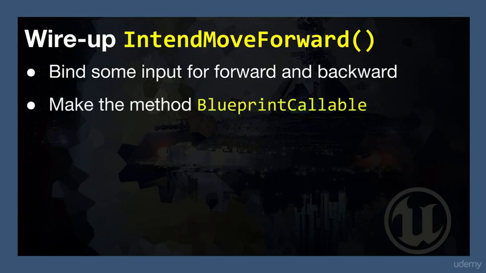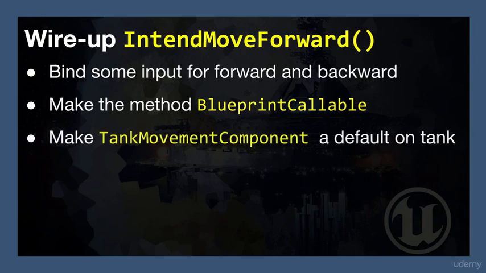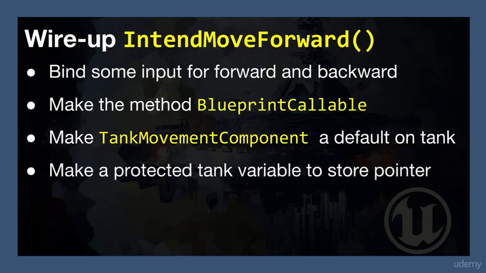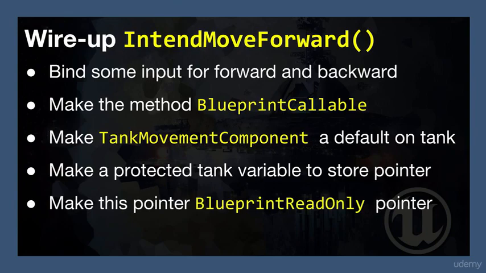So this IntendMoveForward method that we've just declared and defined, I just want you to make it blueprint callable. Then you need to make the tank movement component a default on the tank. It needs to add itself to the tank in the tank's constructor automatically as a sub-object, just like we add the aiming component. Then you need to make a protected variable on the tank to store the pointer to that movement component in the protected section. And finally, and this is the bit where we'll make it visible in the blueprint, you need to make that protected pointer in the tank's header file blueprint read only.